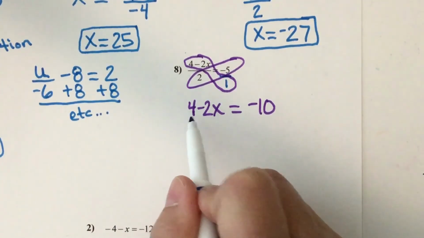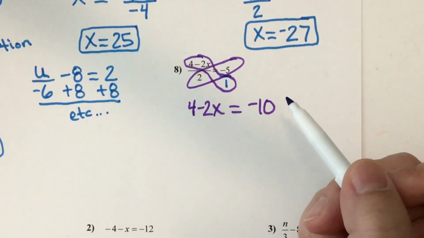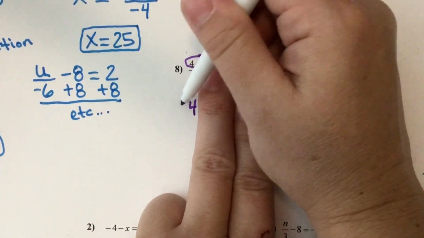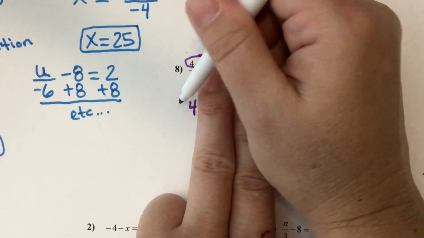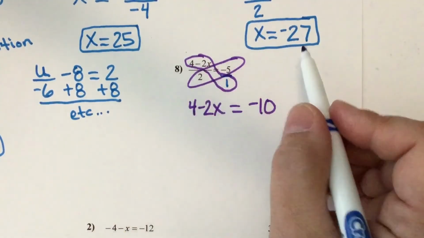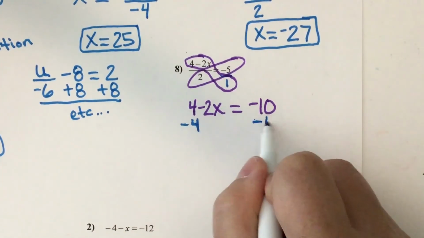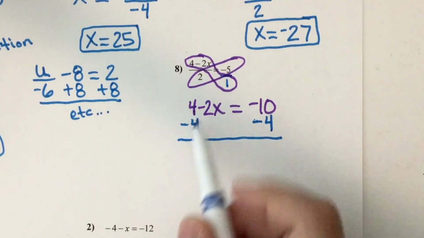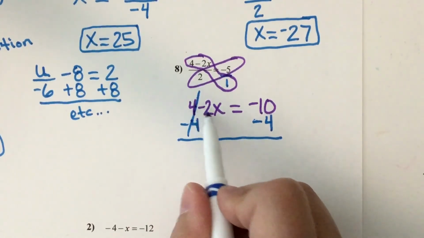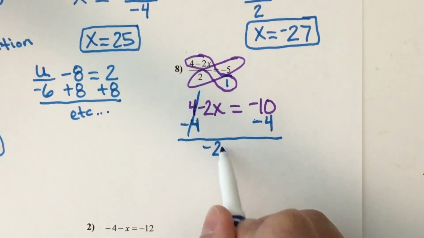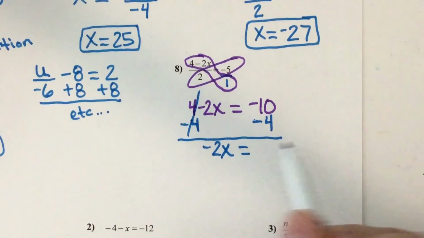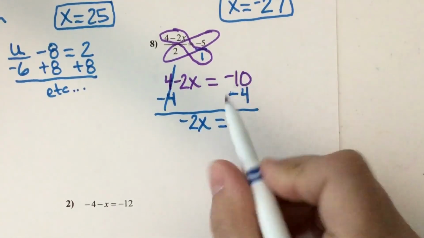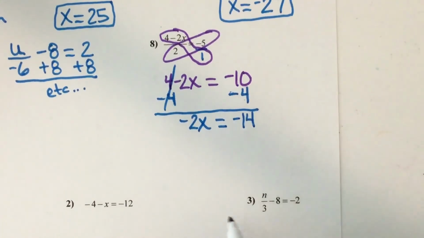Now, is this a +4 or a -4? It's a +4. You always look to the left of the number to know what kind of number it is. And since you don't see anything, it's a +4. So I need to subtract it from both sides. That way, 4 minus 4 is 0, and now it's gone. Shoop. Bring down the -2x. Bring down the equals. And then -10 minus 4 makes -14.